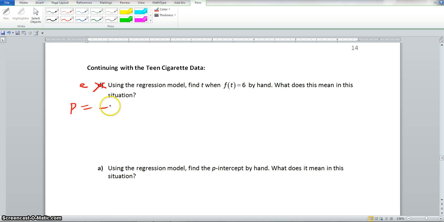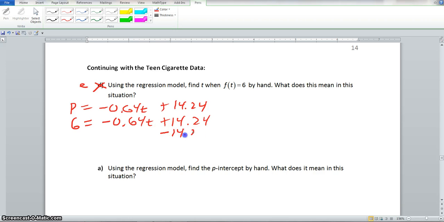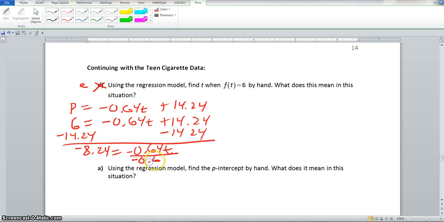P is equal to negative 0.64t plus 14.24. And this time we will substitute in 6 for p. So it'd be 6 is equal to negative 0.64t plus 14.24. Now we're going to subtract 14.24. And this will give us negative 8.24 is equal to negative 0.64t. Now, we will need to divide each side by negative 0.64.